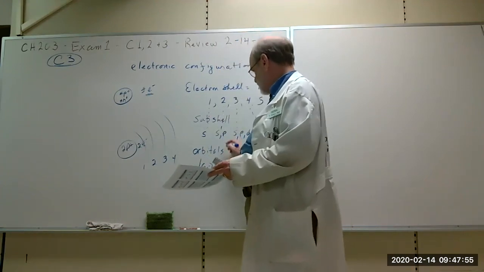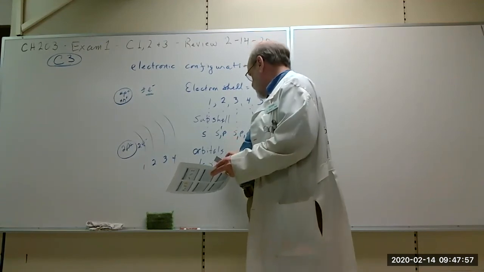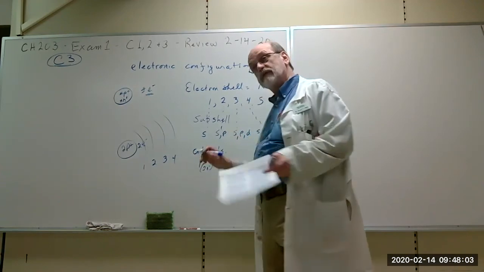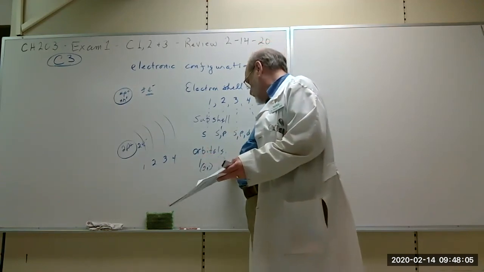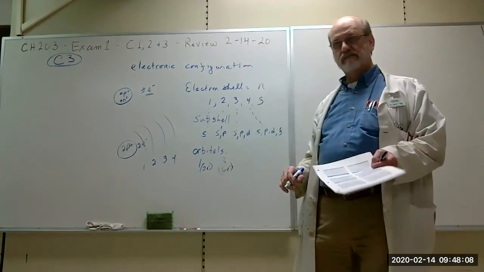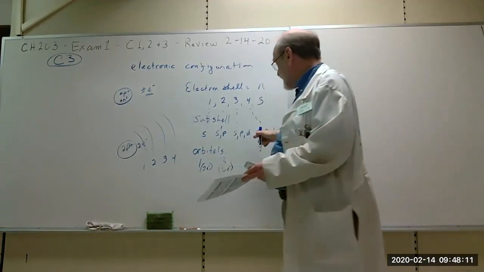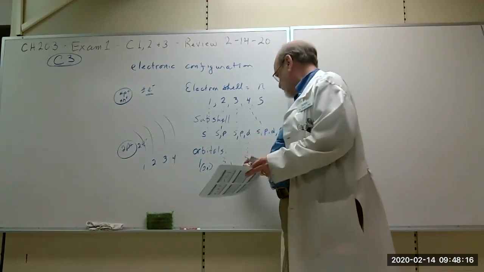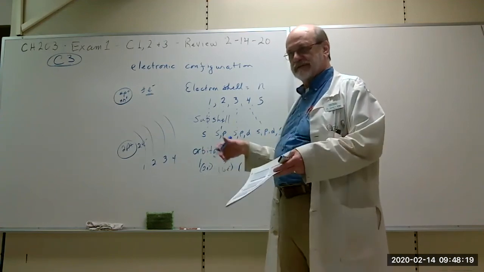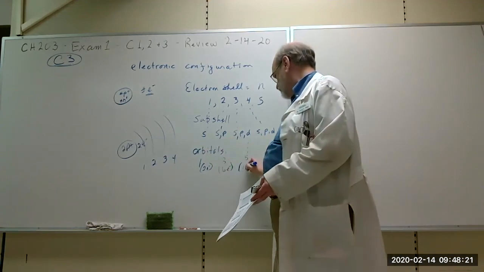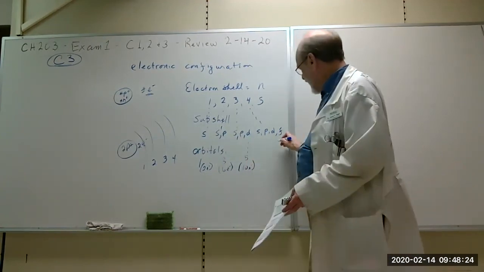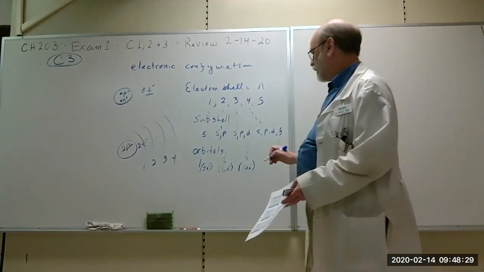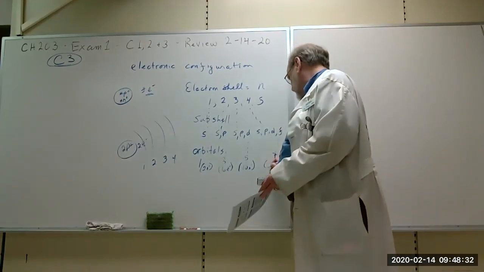But if you have a P, you have three orbitals, and each one of those can have two, so you can have six electrons in the P's. Okay. For the D's, you can have five orbitals. Each one of those can have two, so 2 times 5 is 10. And then for the F's, you can have seven orbitals in that subshell, and 7 times 2 is 14.